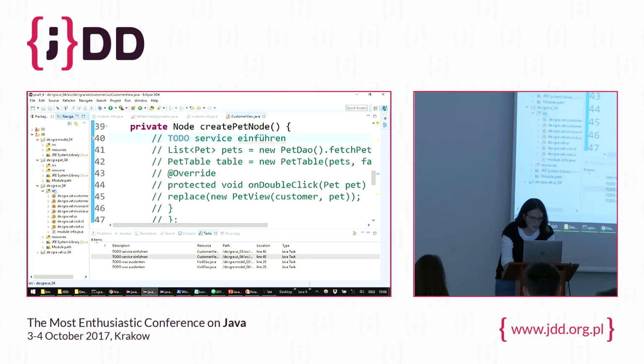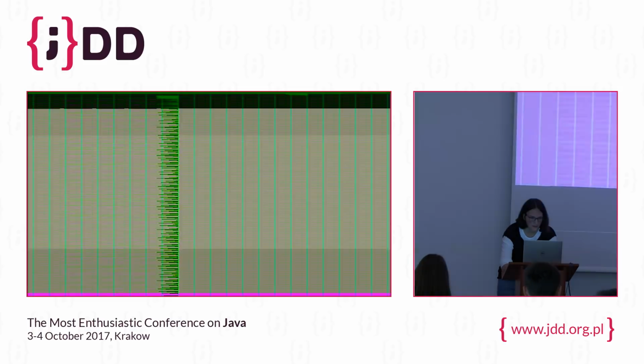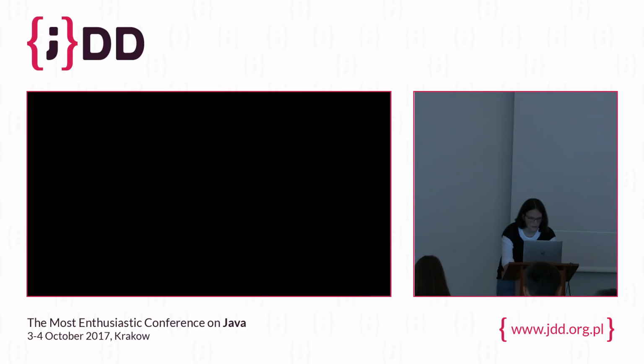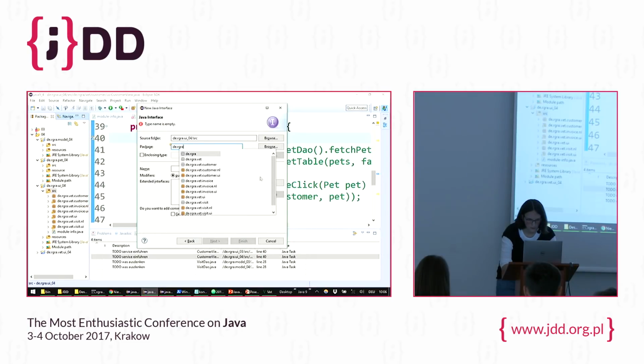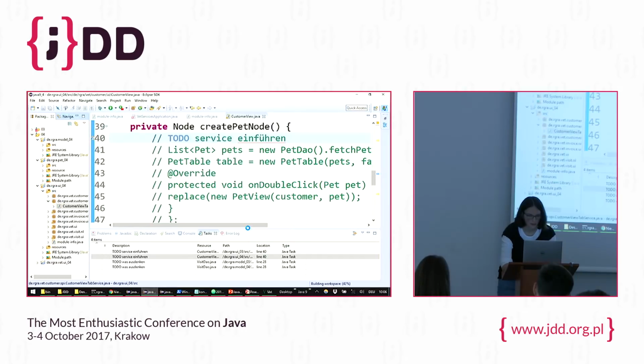So what we want to do here is create a new interface, which we put in the SPI package for service provider interface, and we call it customer view tab service. This is our new interface.